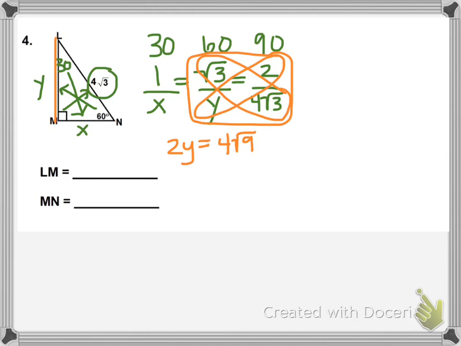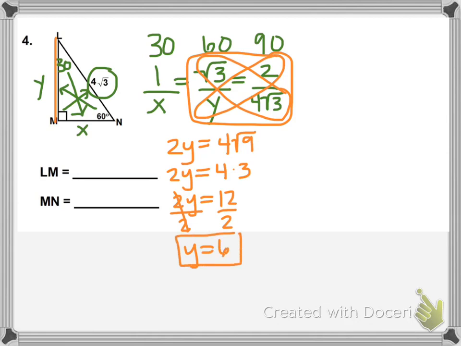I know these cross products are equal. So let's go ahead and simplify. I know square root of 9 was 3. So I've got 2y equals 4 times 3, which is 12. And then to solve this equation, I would divide both sides by 2, which means that y equals 6. Y, remember, was LM, so LM has a length of 6. Pretty simple.